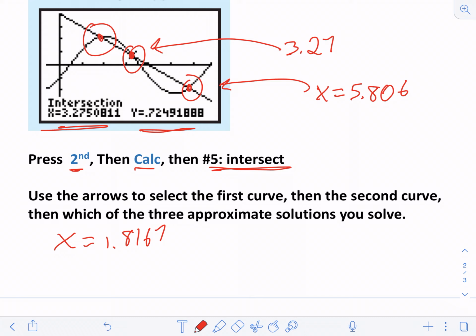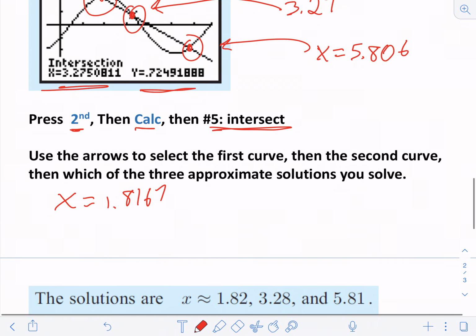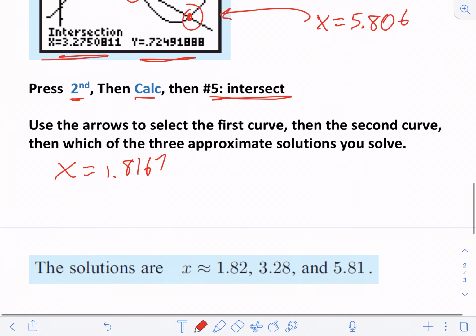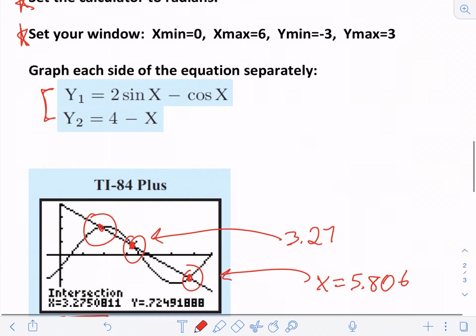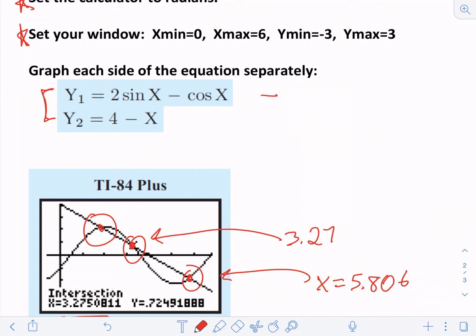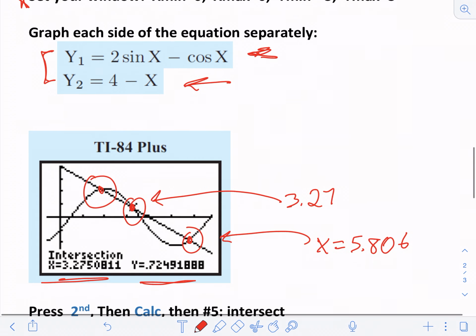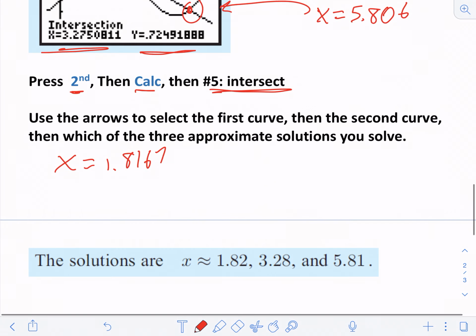I'll give you a second to check all three of those out. Go ahead, hit pause on the video if you need to. All right, so the solutions, as I mentioned, are x is approximately 1.82, 3.28, and 5.81. And how did we do that? We solved our equation by taking the left-hand side and putting that in, taking the right-hand side and putting that in, and then looking at the intersections of both graphs that we have on the screen at one given time. And that's it.